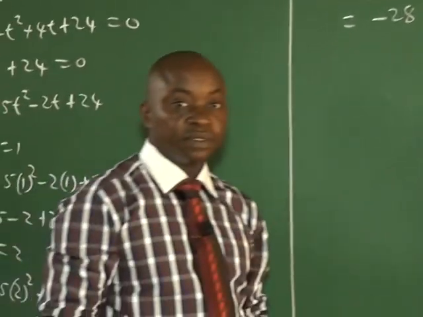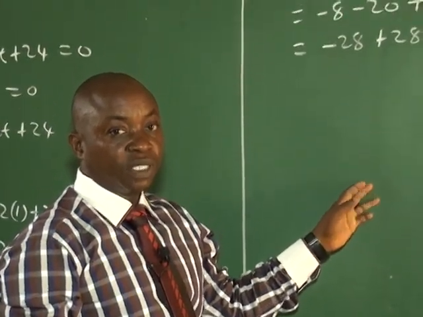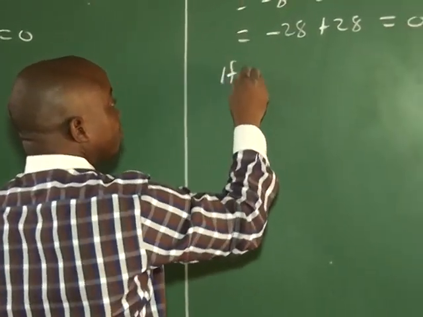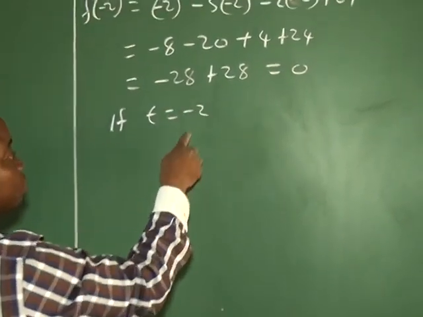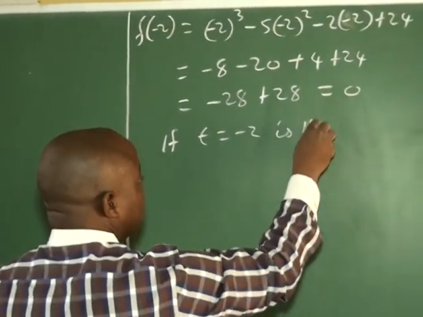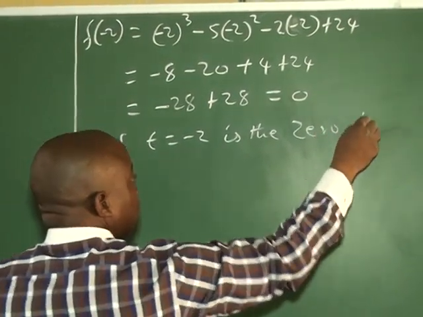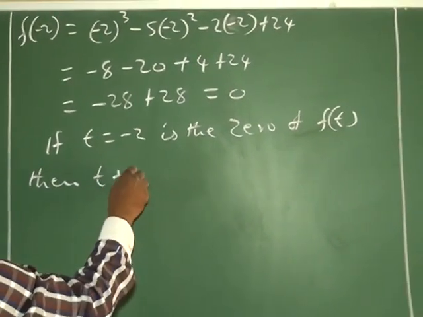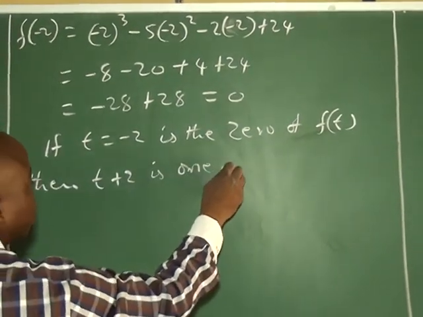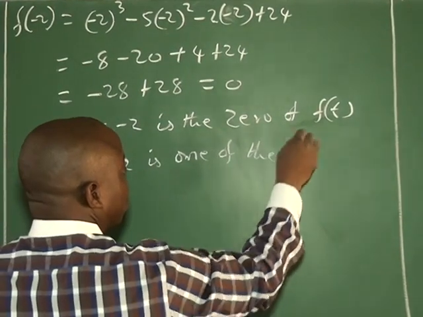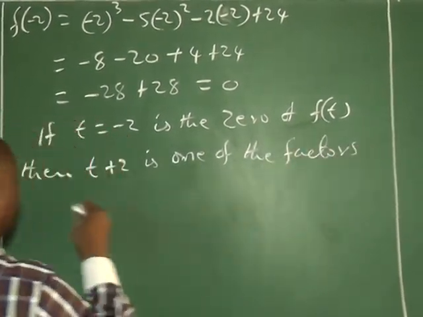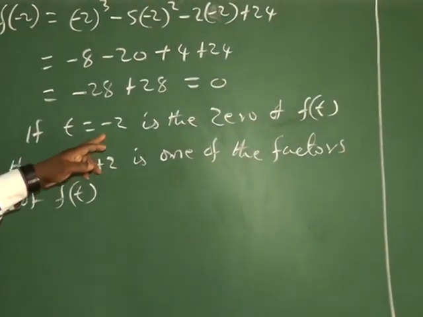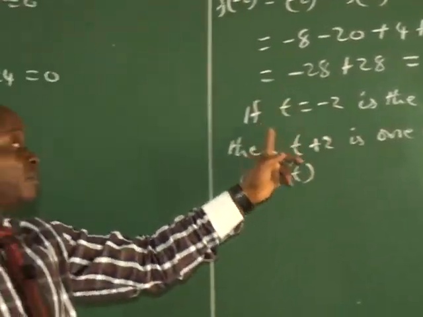Now by factor theorem in polynomials, that's why I say you have to get idea about polynomials. By factor theorem, if t equal minus 2 is the 0 of f of t, then t plus 2 is one of the factors of f of t. If t equal minus 2 is the 0, if we take this one back, we have t plus 2.